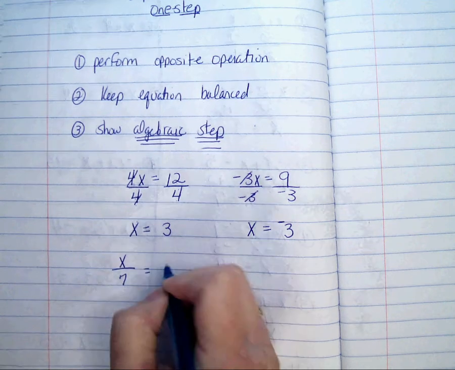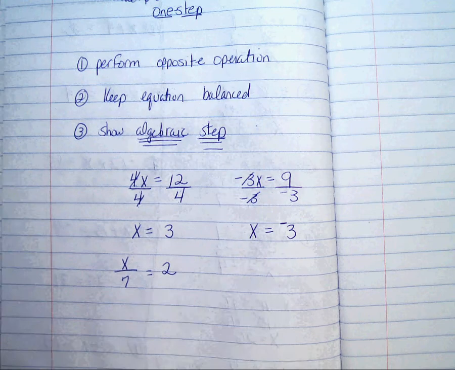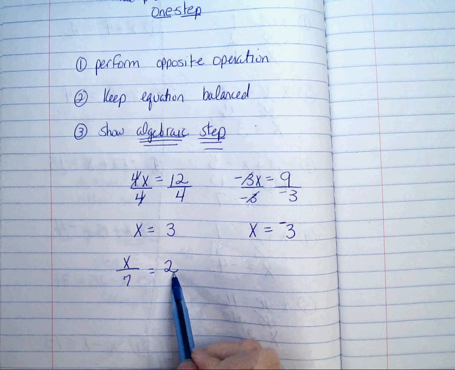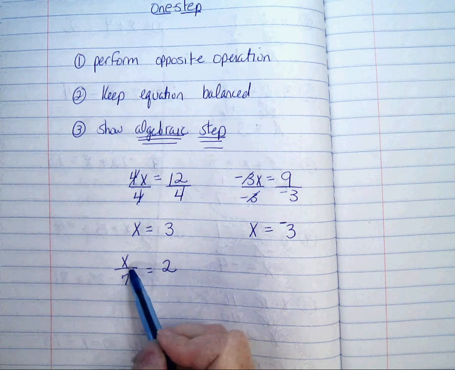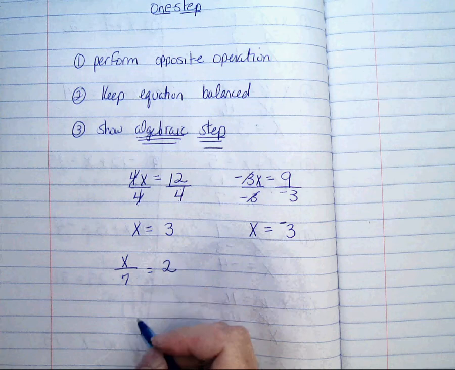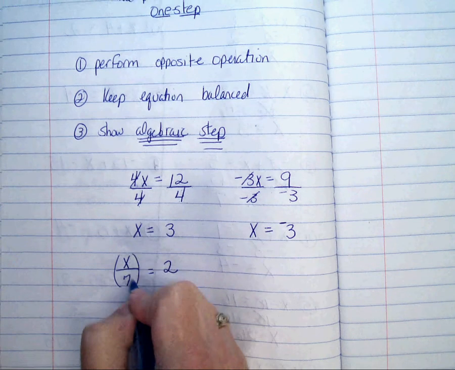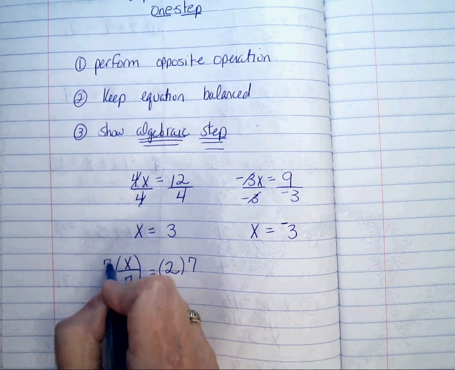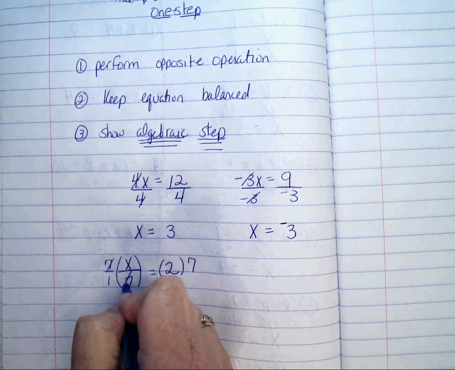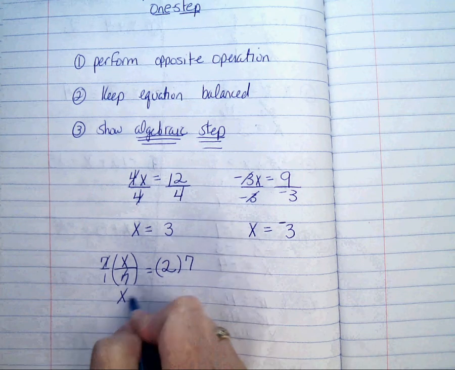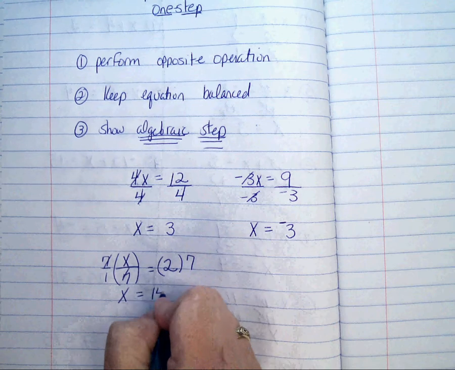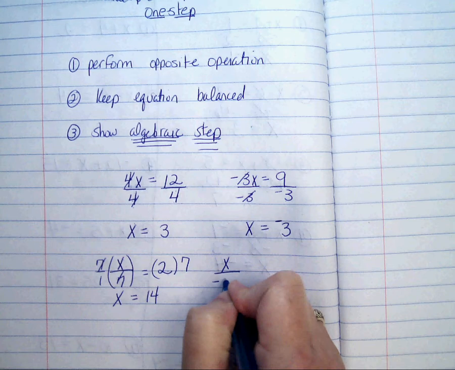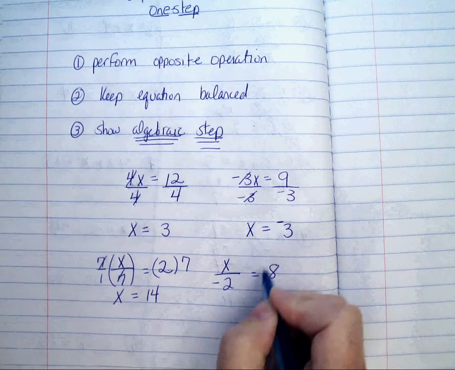Okay? You might also see something that looks like this. X divided by 7 equals 2. Okay? And we've got to figure out what number divided by 7 will give us an answer of 2. Now, the opposite of dividing by 7 is multiplying by 7. If I multiply both sides of the equation by 7, now this will cancel out, cross cancel, and I'm left with x equals 2 times 7 is 14.